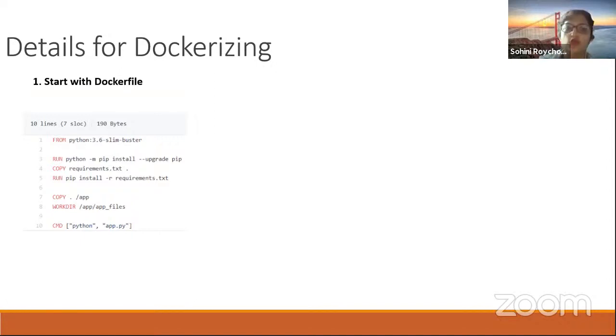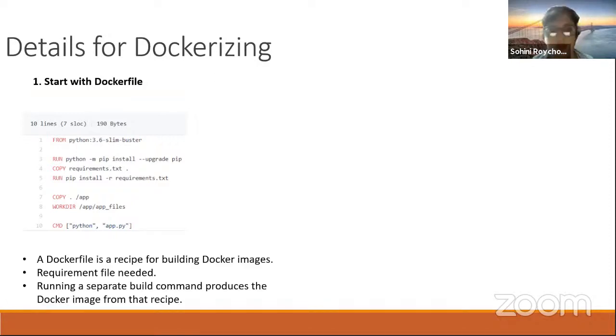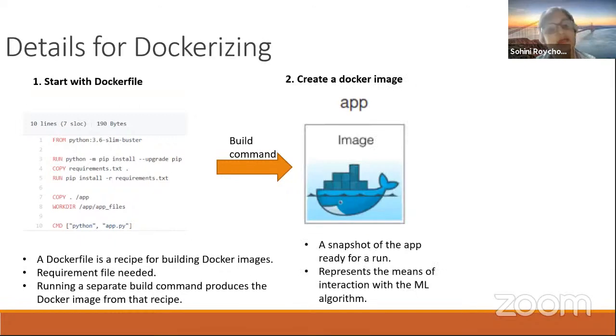So once you have all of these components, you have the bare minimum in order to now generate a Docker image from it. So a Docker file is a recipe for Docker images. Requirements is the file needed. And you can definitely set up different build commands. And this is the Docker file, the recipe for building a Docker image. Now let's say that you have done the build command and you've already created a Docker image for yourself.